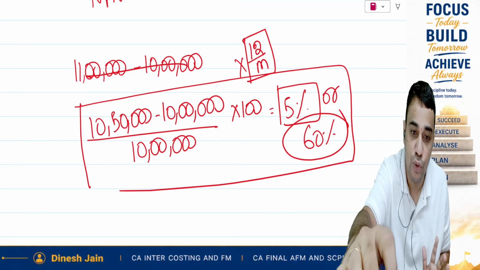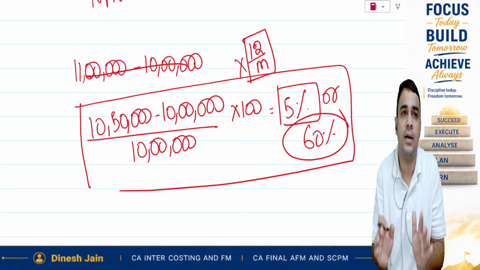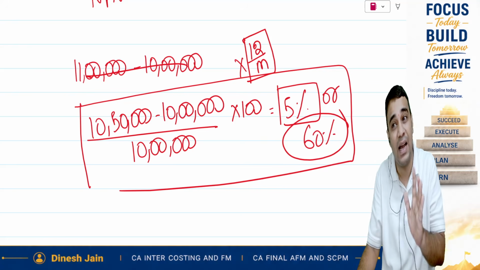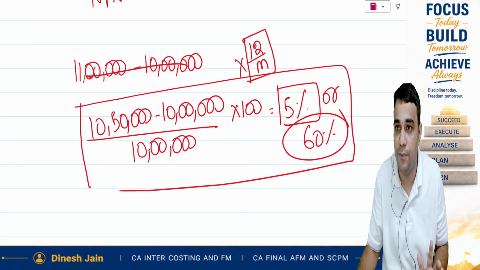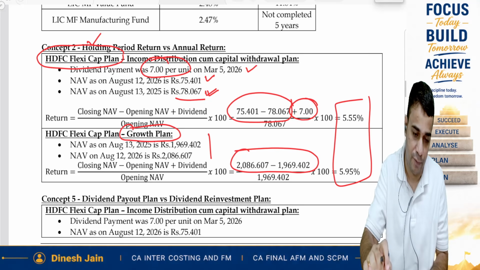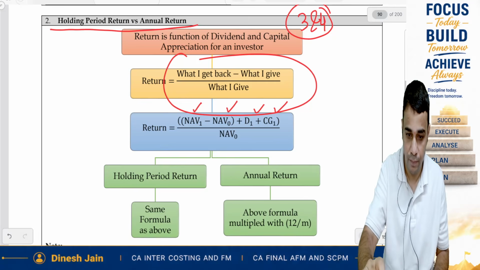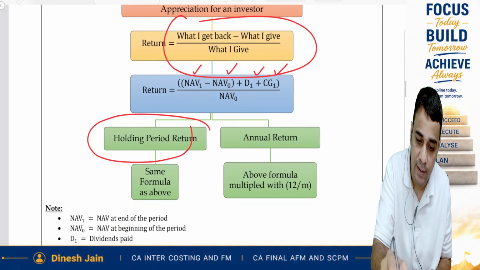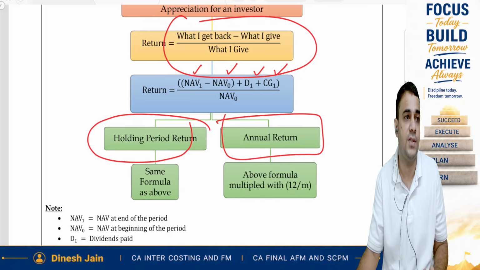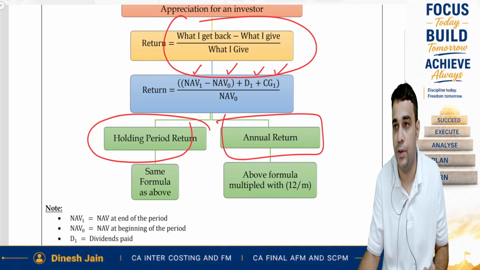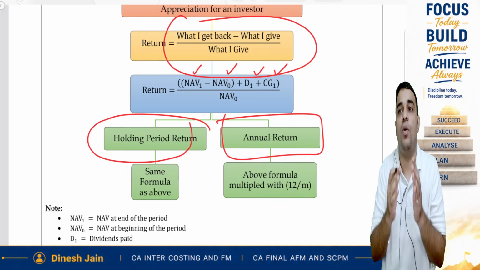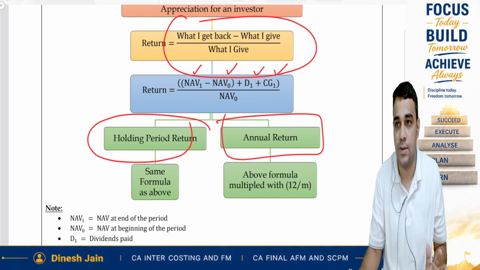Becomes a huge money. So generally return has to be for a year. It can't be for a proportionate period. So the institute says you have two types of return: holding period return and annual return. Holding period return means without doing 12 by m in the formula. Without doing 12 by m, I say I have a holding period return of 200%.